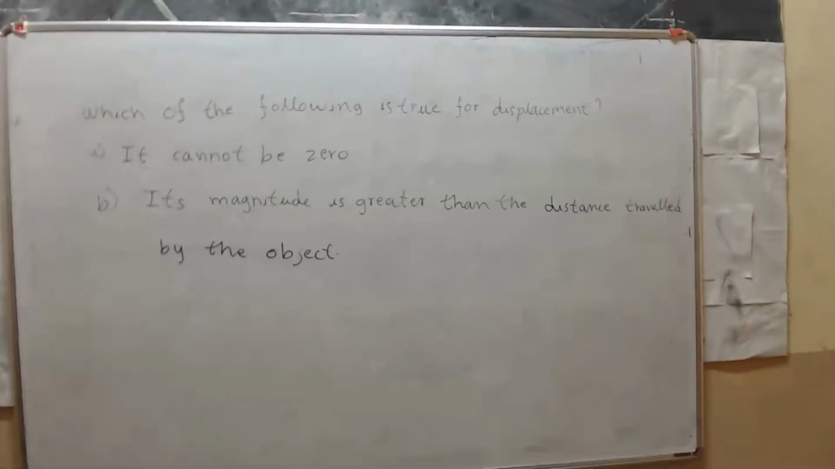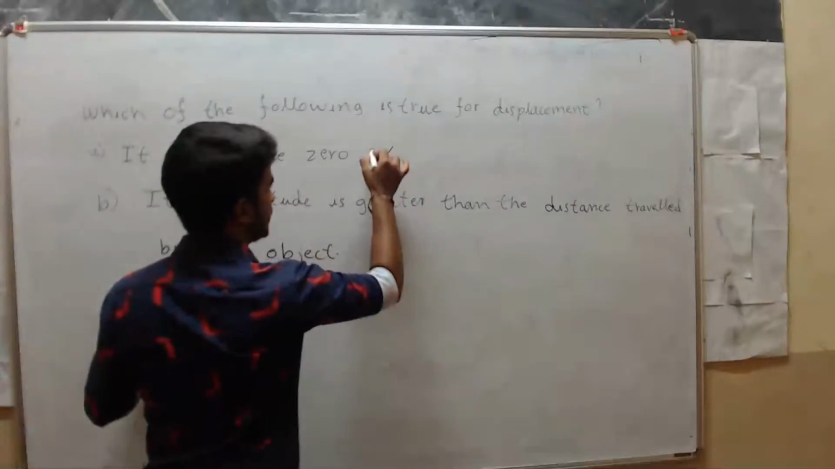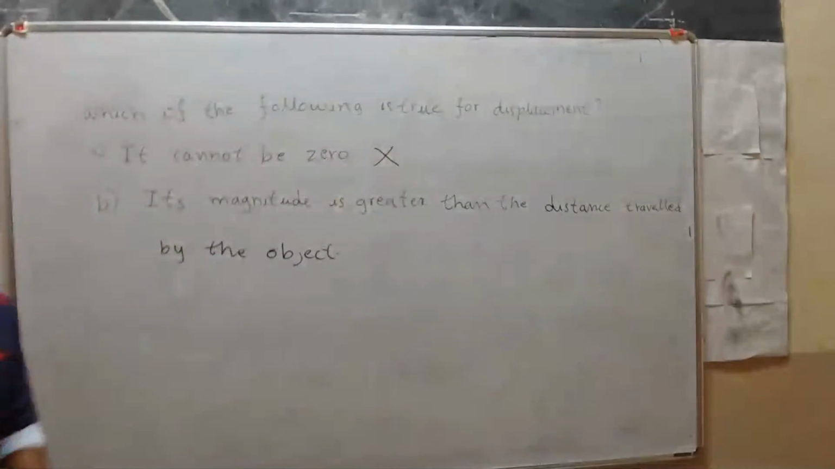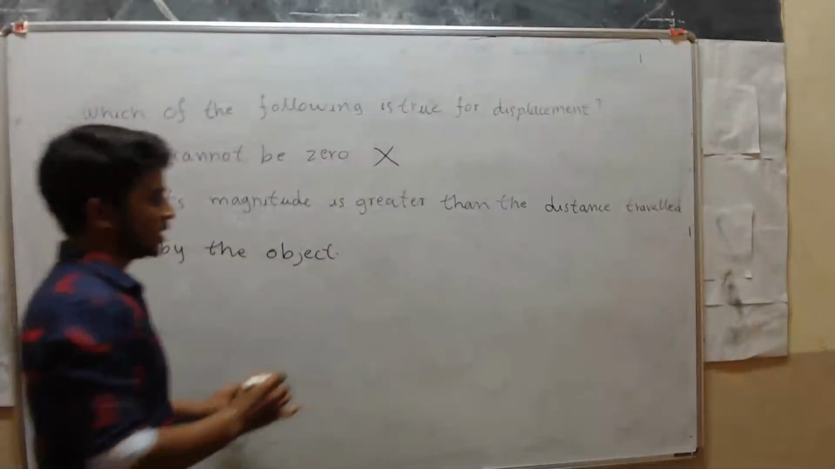It can be zero. And the magnitude will not always be less than the distance, only sometimes, because the displacement may equal the distance, right? Okay, see here. So the first one, clearly we can say that it's false. It can be zero.